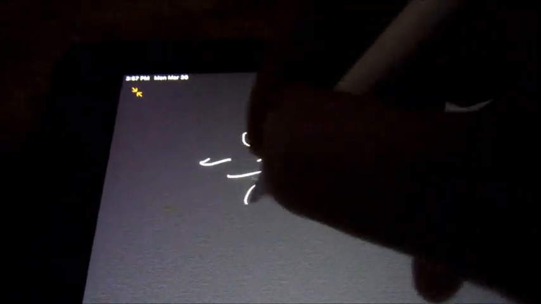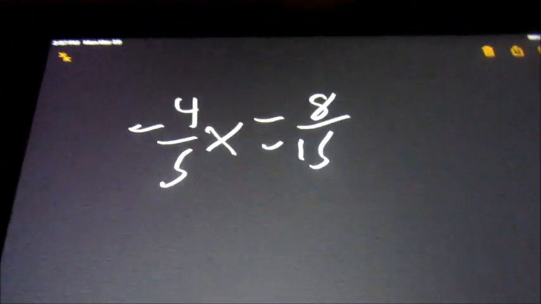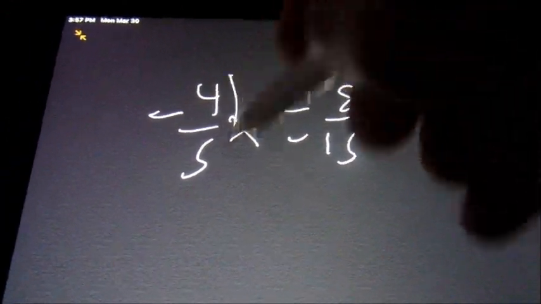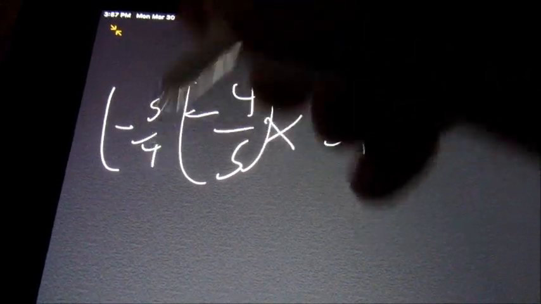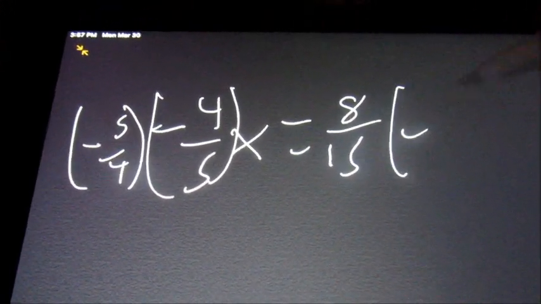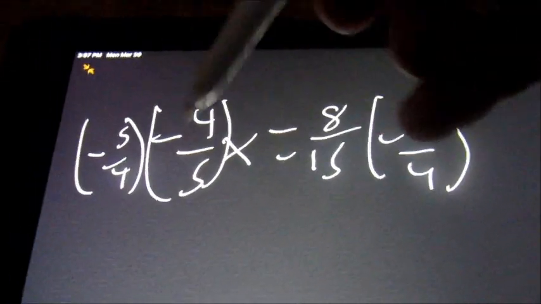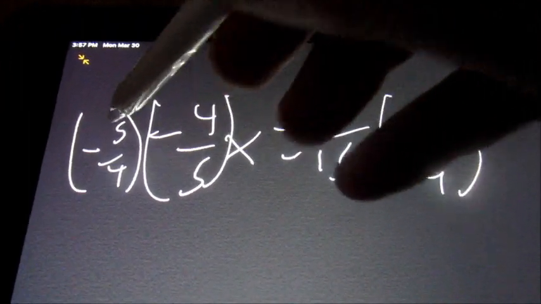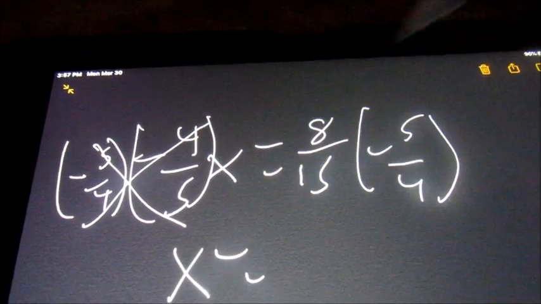Next, let's say we have negative 4 over 5 x equals 8 over 15. So we're going to do this the same way, but notice that we have a negative 4 over 5. So we have to multiply both sides by negative 5 over 4, which is the reciprocal. So negative 5 over 4. So now we have negative 5. We have negative times negative is positive. 5 divided by 5 is 1. 4 divided by 4 is 1. So we're just left with positive x equals.